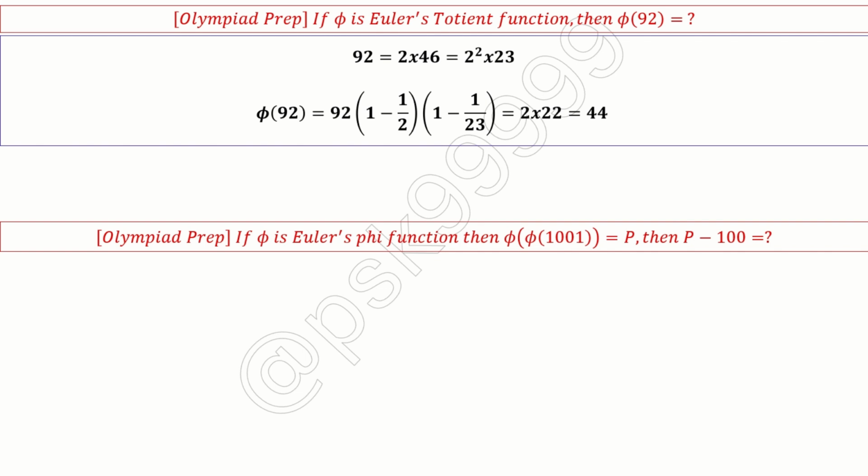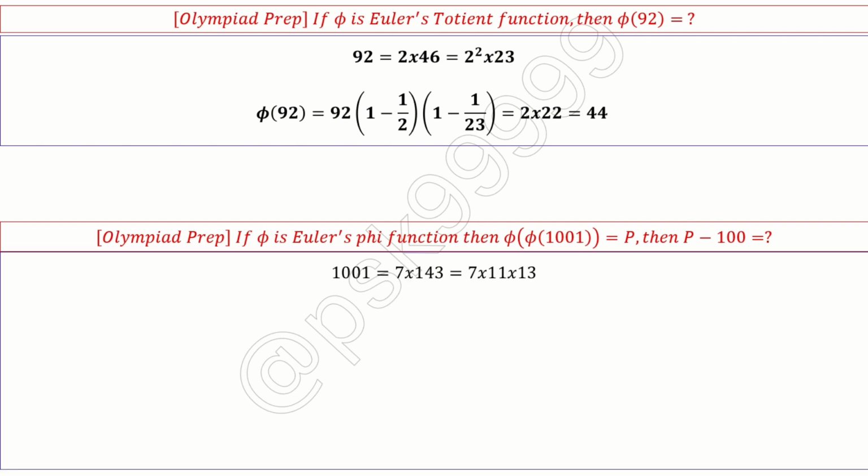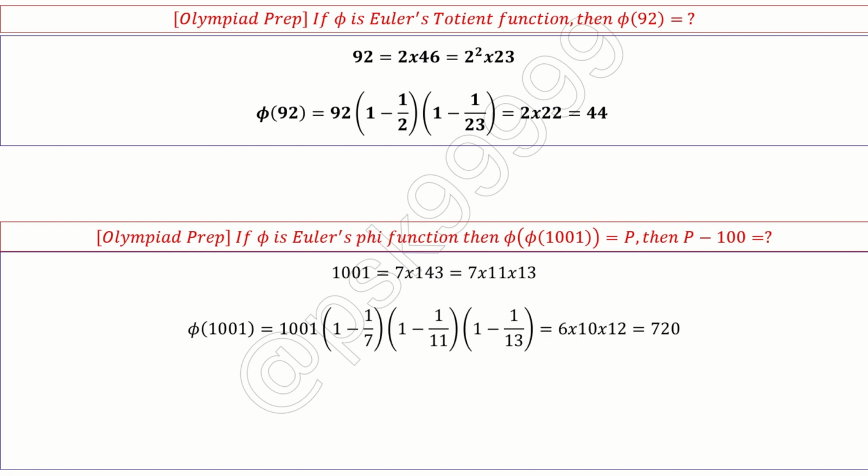Okay, so this is also similar. First phi of 1001 we will find out. 1001 is nothing but 7 into 143, which is nothing but 7 into 11 into 13. Now we know that there is no power, so it is obviously 7 minus 1 into 11 minus 1 into 13 minus 1. Correct. But let's apply the standard formula.